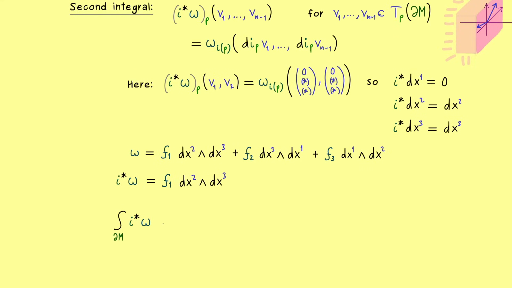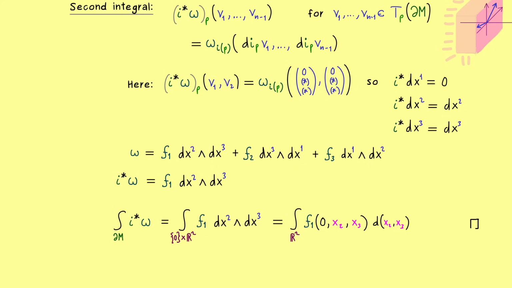So here we integrate over the boundary, which is a two-dimensional manifold. In fact, here we can write it's 0 times R2. And translating that to an ordinary two-dimensional integral gives us the following. By definition, the first component of f1 has to be 0, and we integrate over x2 and x3. And that's already it, because this is the same result as we had it for the first integration. In other words, we have proven Stokes' theorem for the case of the half space.